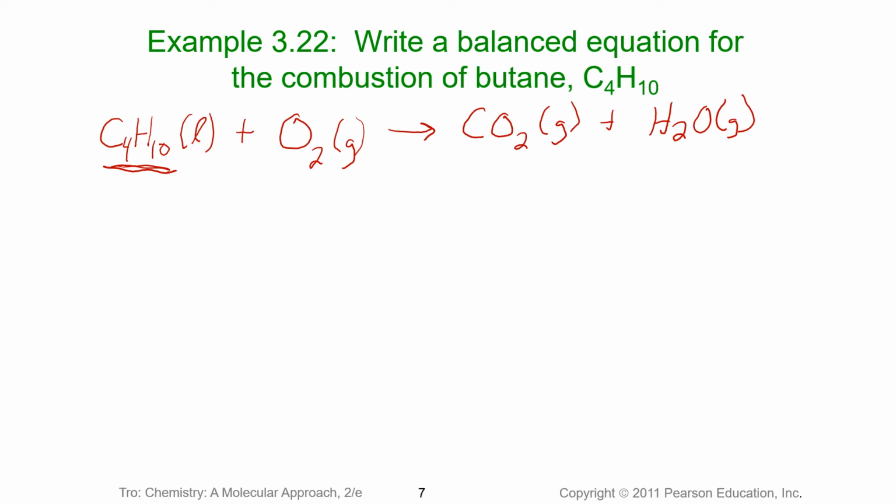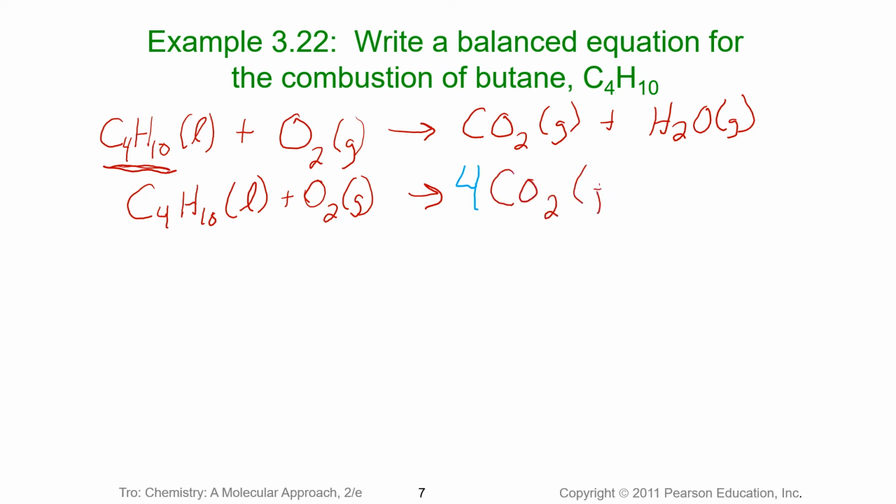So our butane has 4 carbons. That means that we need 4 carbons on the right-hand side. In order to get 4 carbons on the right-hand side, we're going to put a 4 as a coefficient in front of our carbon dioxide. Now we have 4 carbons on the right side and 4 carbons on the left side.